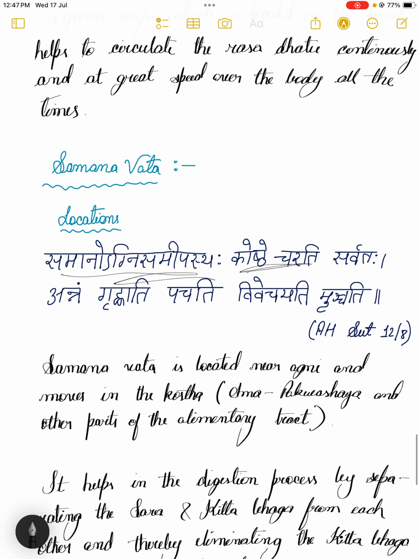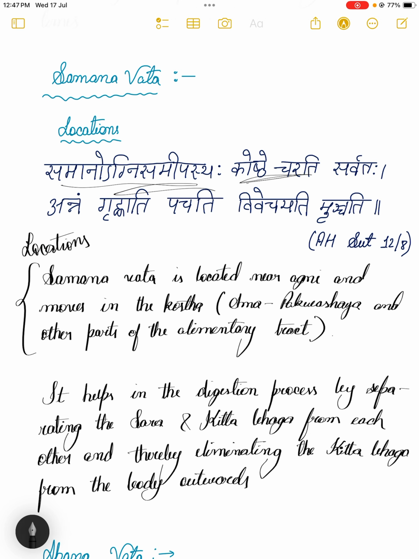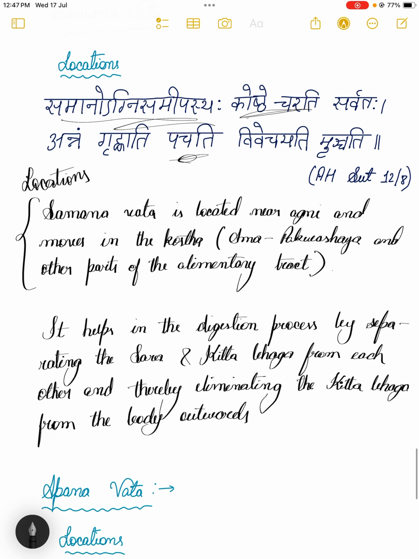Now, actually, in the first line, we have studied about the location. However, in the second line, that is Annang Grinhyati Pachati Vivechati Munchati, it means it helps in taking the food and helps in the digestion process. Now, how does it help in the digestion process? By Pachati, digesting, and Vivechati Munchati. It can be elaborated like this: it helps in separation of the Sar Bhag and Kitta Bhag from each other, which is the end product obtained after the digestion, after Pachan of the Anna, and thereby eliminating the Kitta Bhag from the body outwards.